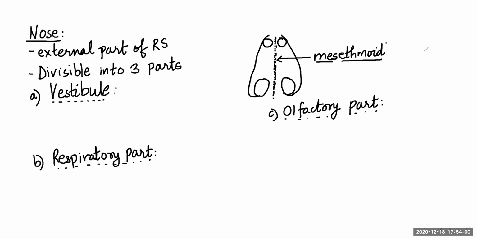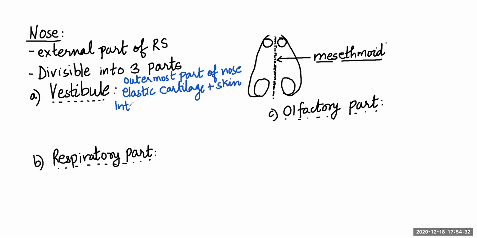Okay, what do we know about the vestibule? So vestibule is the outermost part of the nose. What is it made up of? It is also known as the tip of the nose, right? It's made up of elastic cartilage which is covered with skin.